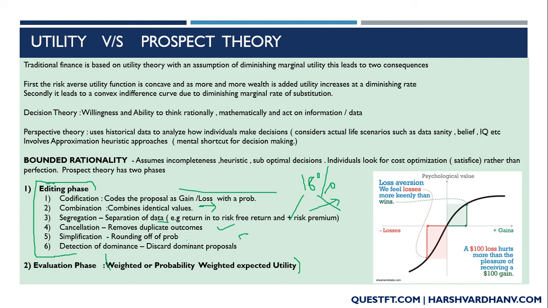Suppose someone says you have 53.5% of success. You can very well consider this as 50% of success. You don't need to make the model complex. And detection of dominance is basically discarding dominant proposals. In case your probability outcome is showing you some dominant probabilities, you might as well discard them.